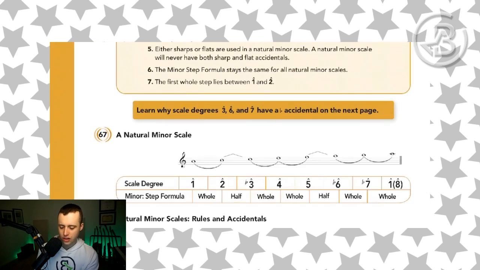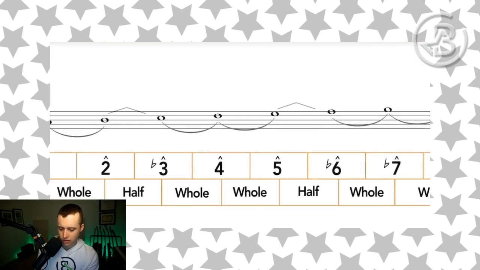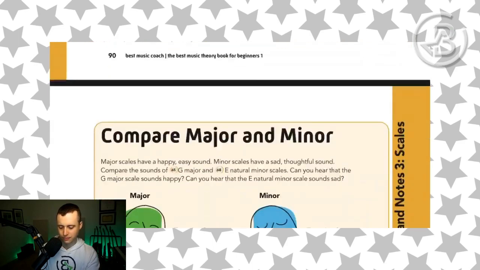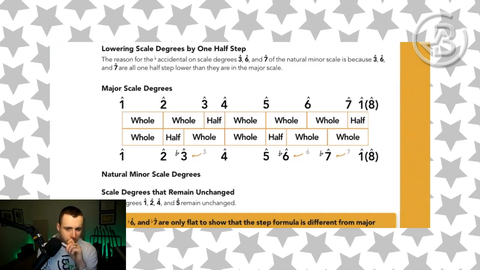Okay, so now let's understand why scale degree 3, scale degree 6, and scale degree 7 all have these flat accidentals in front of them. Let's break this down. In the major scale, we have scale degree 1, 2, 3, 4, 5, 6, 7, and then back to 1. And the series of whole and half steps goes whole, whole, half, whole, whole, whole, half. And we can see that, highlighting that in red here. Great, this is the major scale.